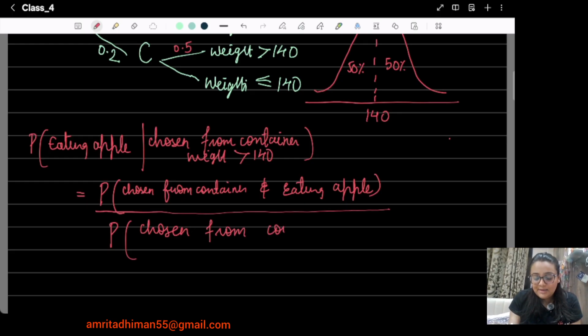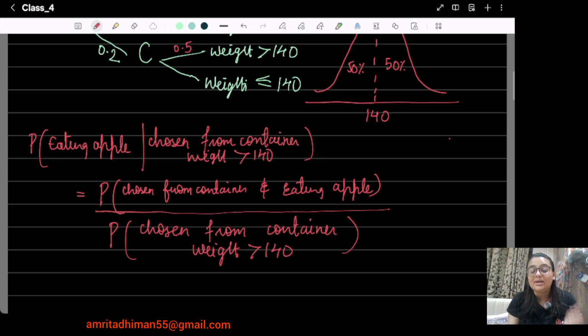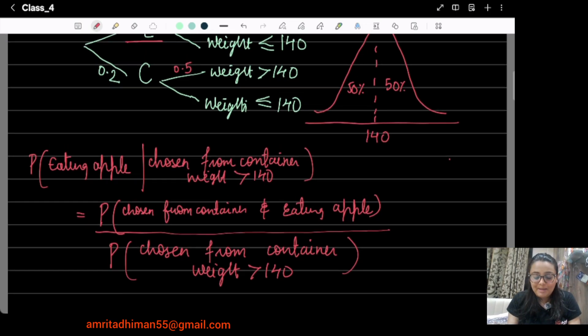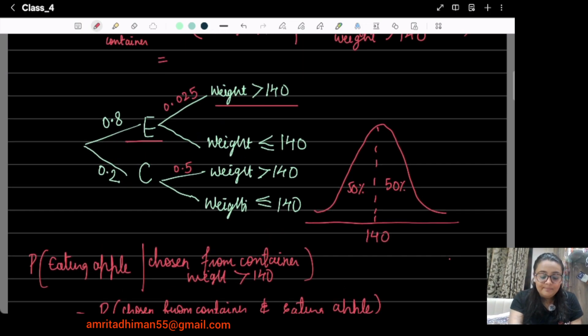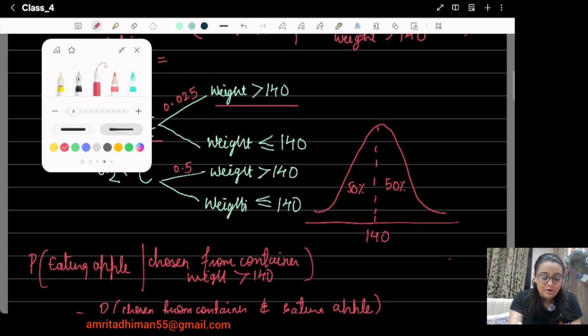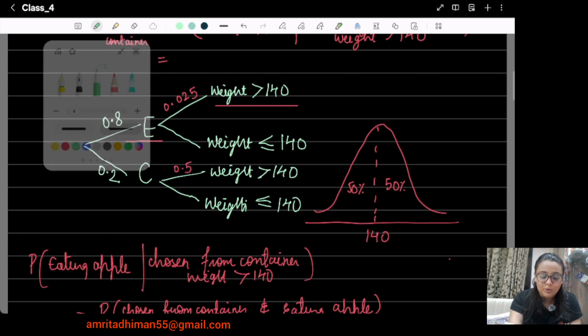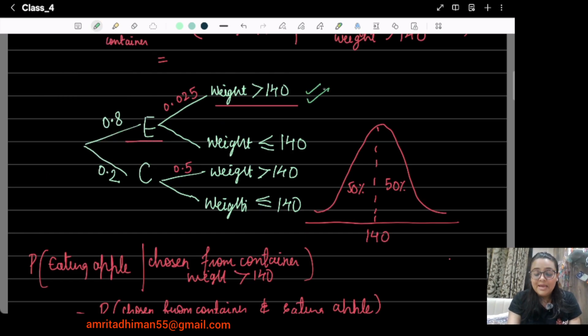Okay, so in the container, we know that all apples have weight greater than 140. So can I say that for the denominator, we need to apply the total probability, because greater than 140? So we have two cases. For greater than 140, it can be either from the eating apple or from the cooking apple, right?